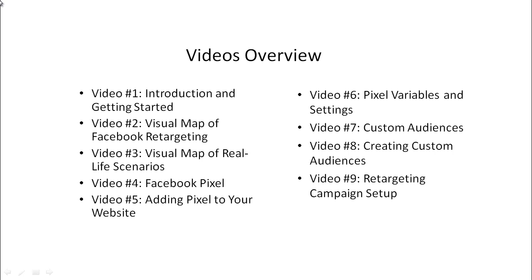Video number 6, we'll talk about pixel variables and settings, otherwise known as standard events. Video number 7, we'll talk about custom audiences, and of course how to create custom audiences in video number 8. And of course, last but not least, video number 9, we'll talk about retargeting campaign setup. So we're going to take everything that you've learned up until this point and set up a campaign to show you how to implement and embed the custom audiences within that retargeting campaign.